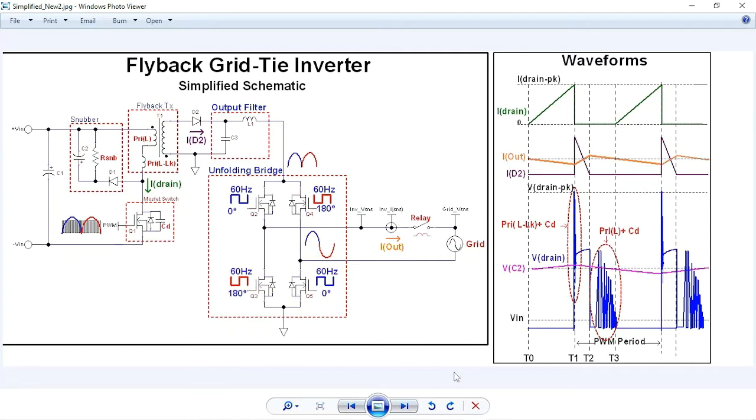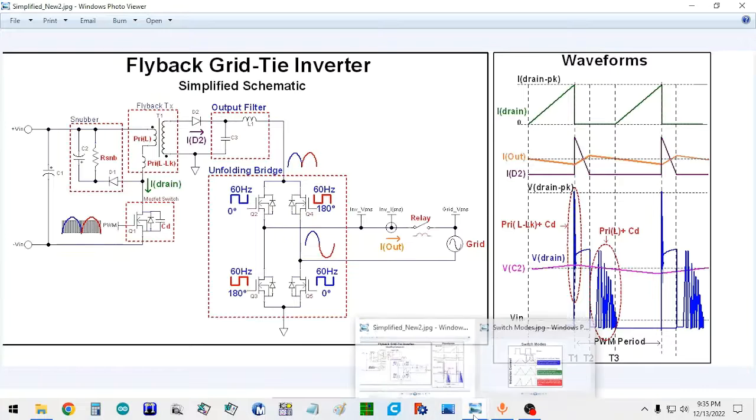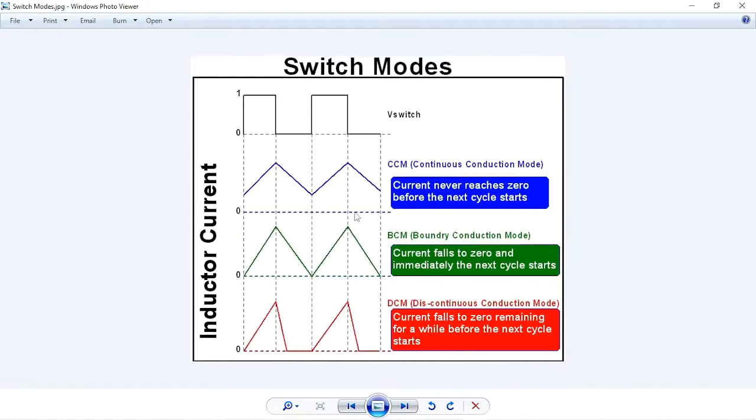So here we go. We're going to go into the Flyback grid tie inverter simplified schematic discussion. Before we get started, I just want to go over one item, which is the switch mode of operation. We are operating in this project in a discontinuous conduction mode, meaning if this is inductor current, and it could be a single inductor, it could be inductance in a transformer, any inductor current that's being controlled by a switch.